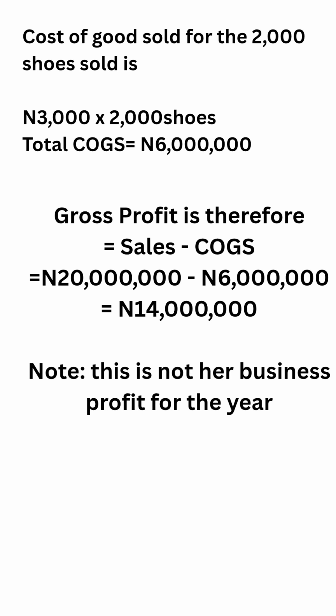So here we are calculating the gross profit. And remember, the formula is sales minus cost of goods sold. She sold 2,000 shoes, so our sales is 20 million naira, minus our cost of goods sold, which is 6 million, and made a gross profit of 14 million naira. Please note that this is not a business profit. This is not it. This is just the gross profit.